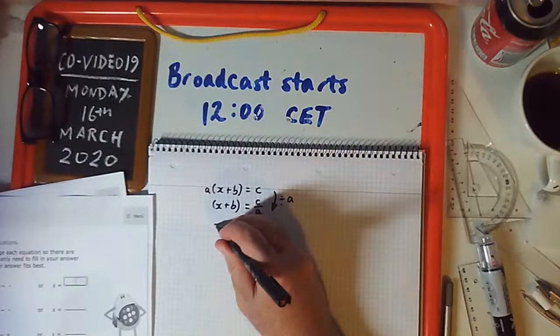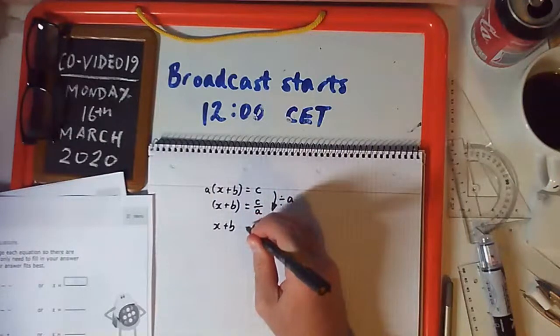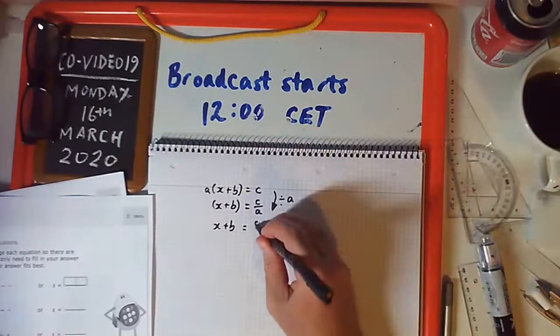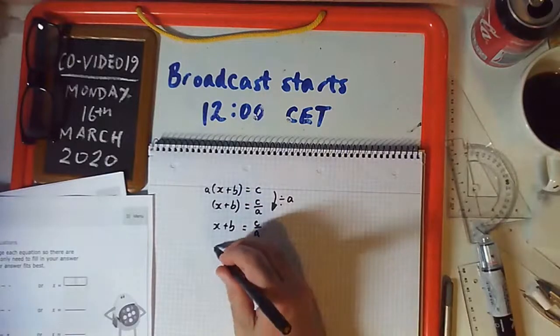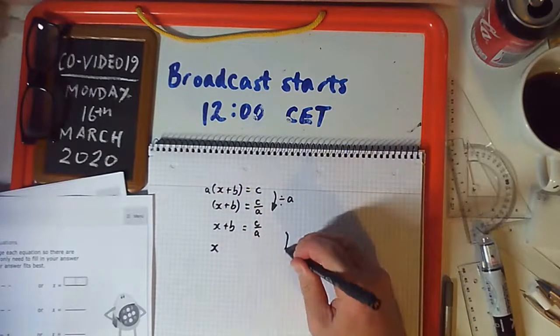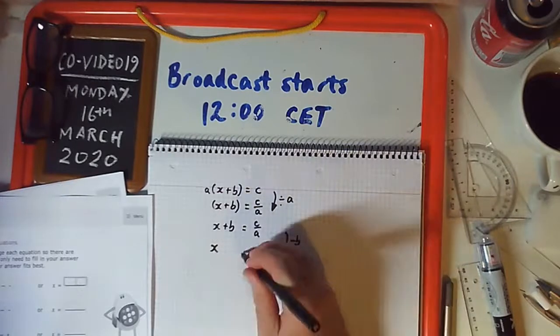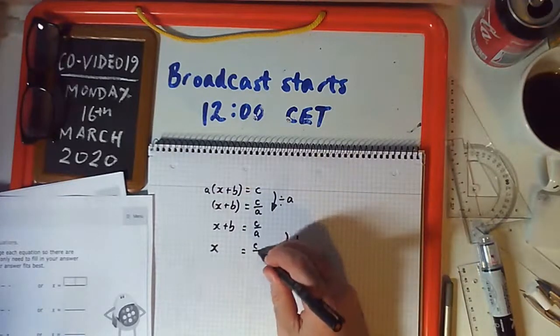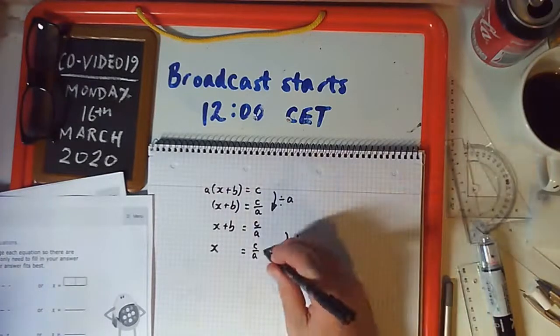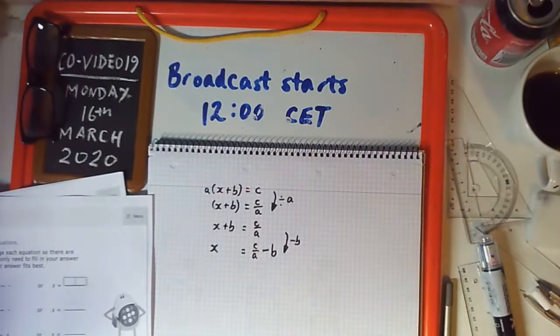Now, x plus b doesn't really need those brackets around it anymore. So x plus b equals c over a. And if I want to get the x on its own, I just take away the b. Then I've got to do it from both sides. So x equals c over a that was there before, take away b, because I'm taking away b from both sides to get the x on its own.